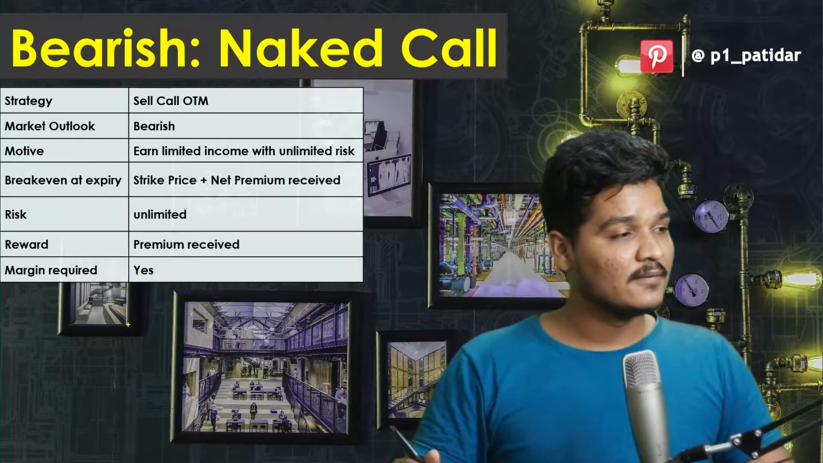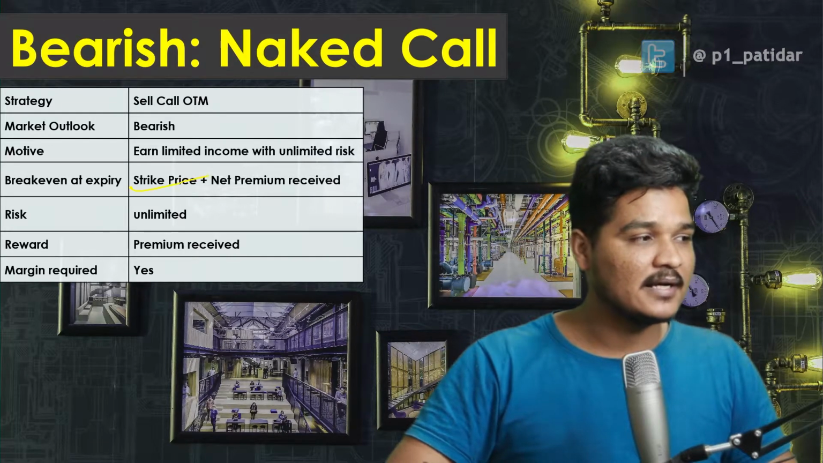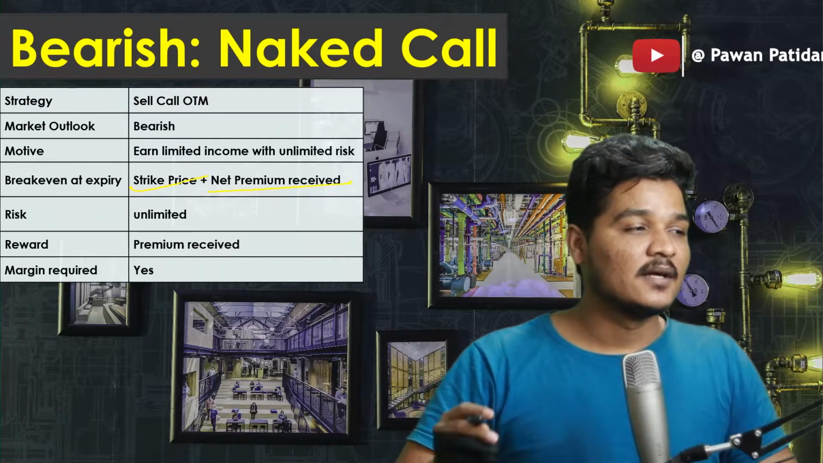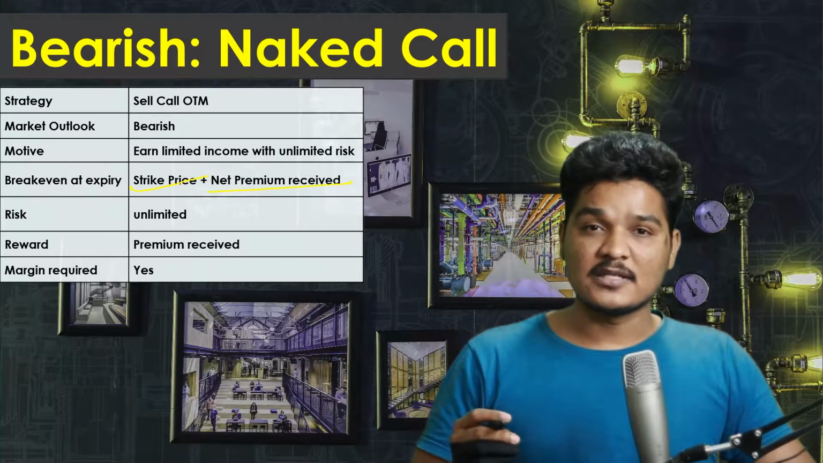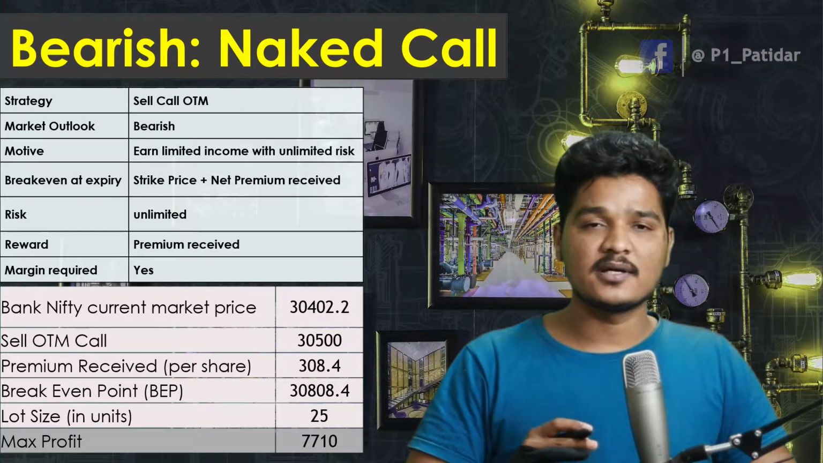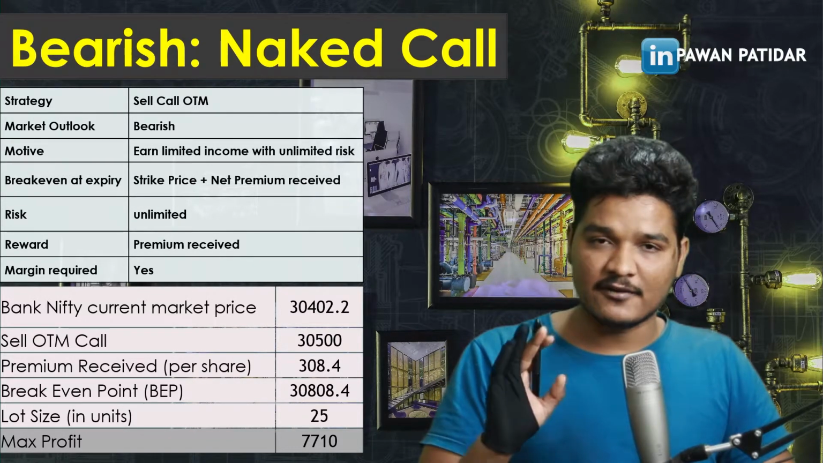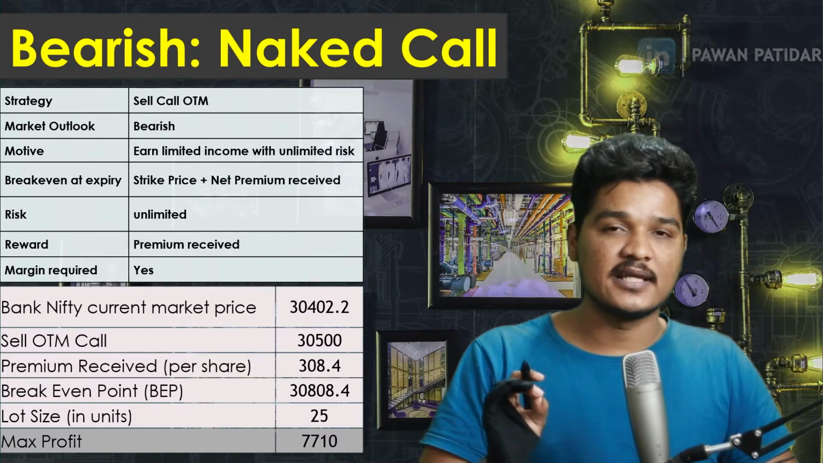Here if you see, what is the break-even point? Well, the break-even point is simple. It is strike price plus net premium received. Strike price where you have made the position. Well, risk is unlimited, I have already told you. Reward is whatever premium you have received when you made the position. Margin required. Definitely there will be margin required because you are selling options.